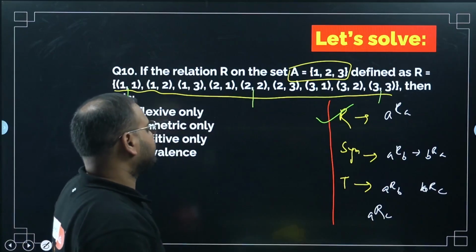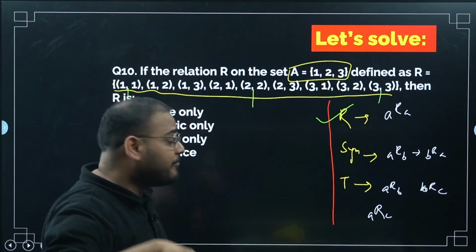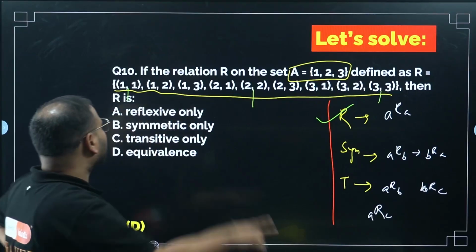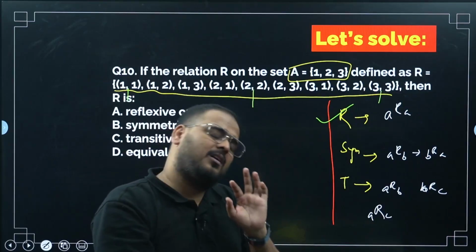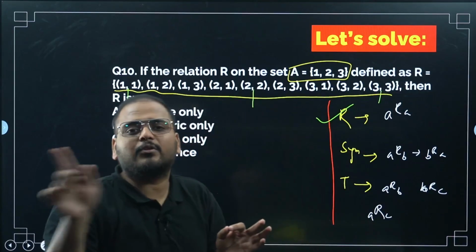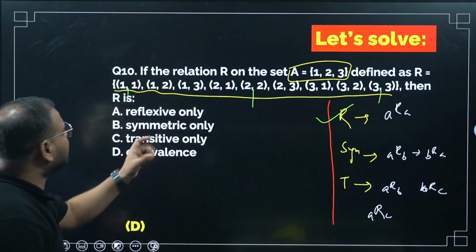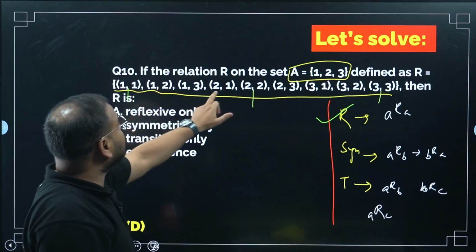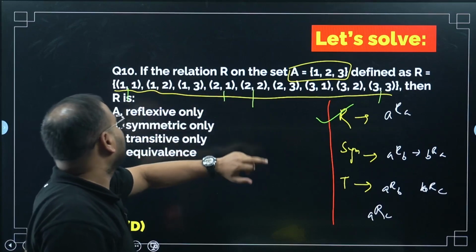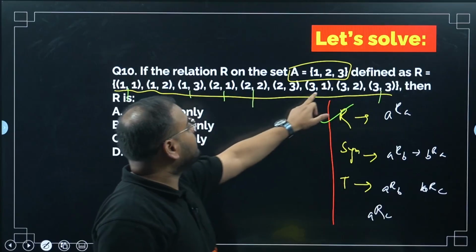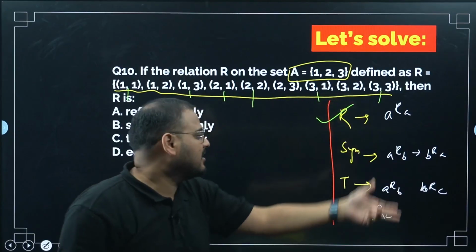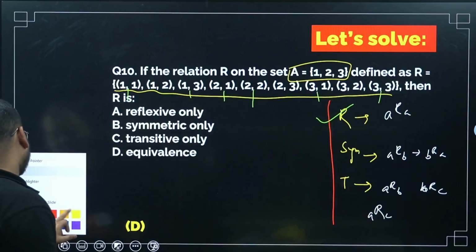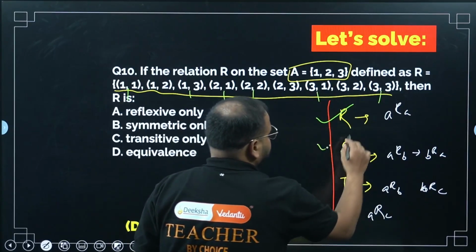Second part, symmetric. If 1, 2 is there, then 2, 1 has to be there. Do we check for 1, 1 also for symmetric? No, sir. If 1, 1 is there, then the reverse is what? 1, 1. So we don't have to check for 1, 1 or 2, 2. Just for symmetric, we'll check 1, 2. Is 2, 1 there? Present, sir. 1, 3. Is 3, 1 there? Present, sir. 2, 3. Is 3, 2 there? Present, sir. It means symmetric is true. Symmetric is also done.